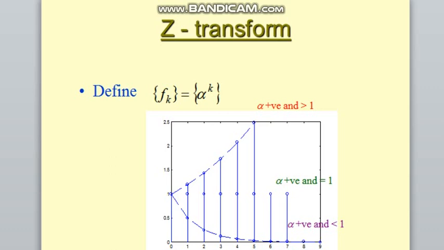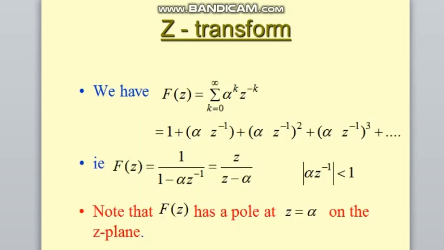Now coming back to the next slide, after doing the plot, we get this: F(z) is equal to the sum from k equals 0 to infinity of alpha to the k times z to the minus k.